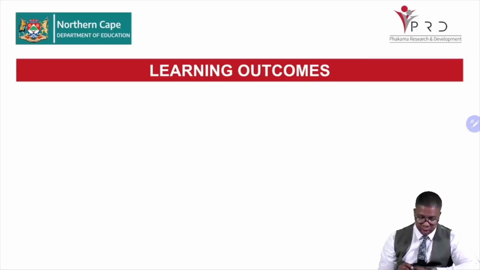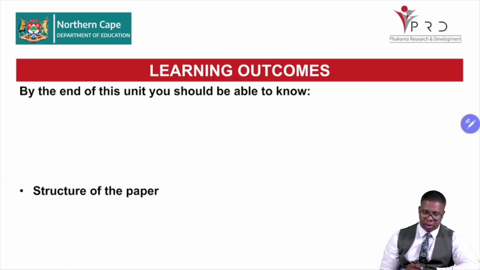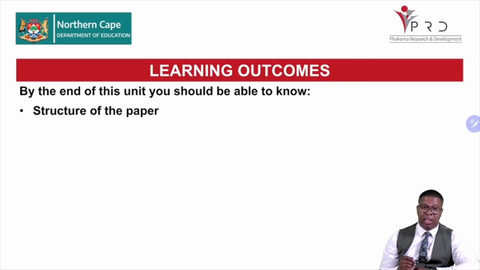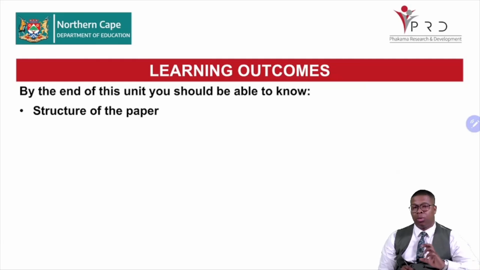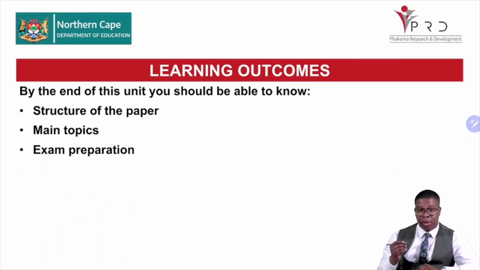Our learning outcomes, this is what we should master by the end of this lesson. By the end of this unit, you should be able to know the structure of the paper, that is, how your question paper is going to be structured. You should also know the main topics that are going to be assessed for the paper. However, keep in mind that we are only focusing on one main topic for this lesson. And then you should master how to do exam preparation, and I'm going to be helping you in the process of preparing for the exam.